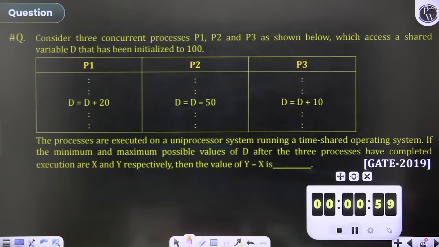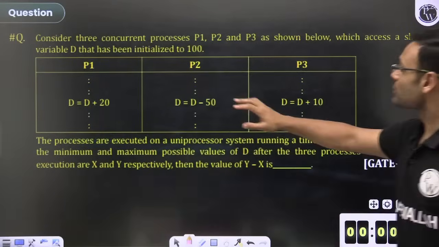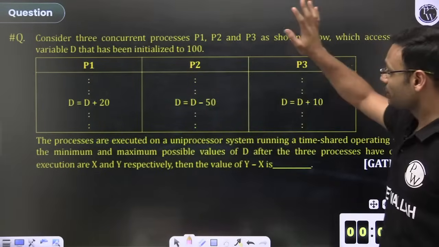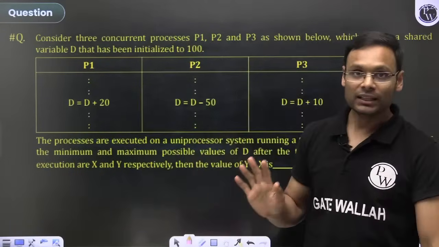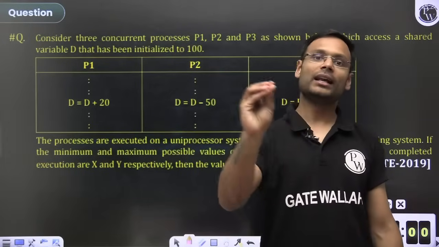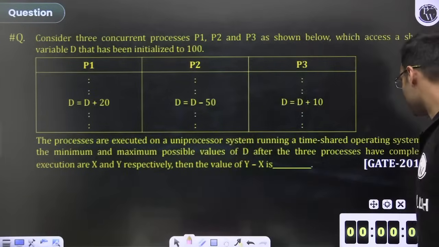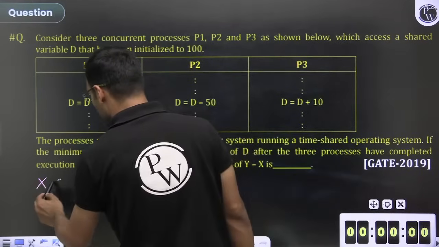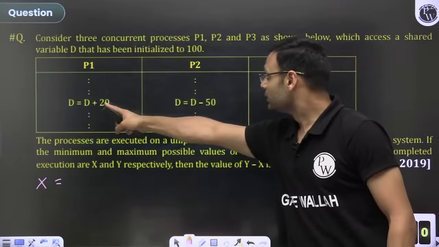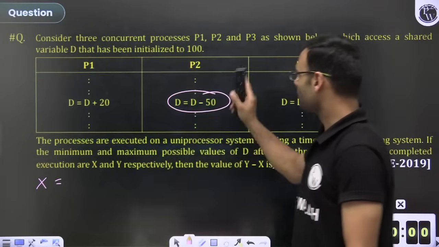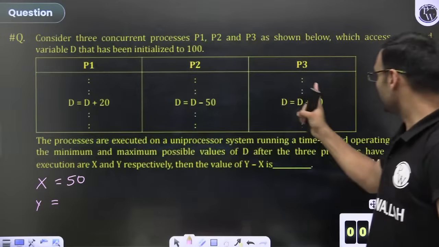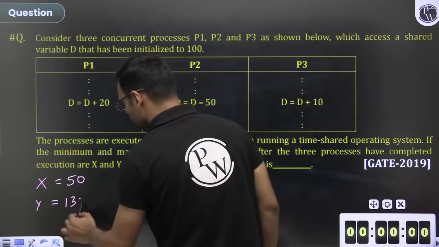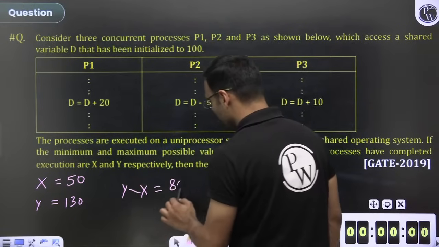This is a question on race condition. In the race condition, as we saw yesterday also, if 3 processes are able to access the D value, the maximum value is possible by having the impact of positive processes one by one, and the minimum value is possible by having only the negative impact. So what is asked? Minimum value X is what? The initial value of D is 100. I will just have the impact of negative, minus 50. 100 minus 50 is 50. Maximum is 100 plus 20 plus 10, 130. Y minus X is equal to 80.